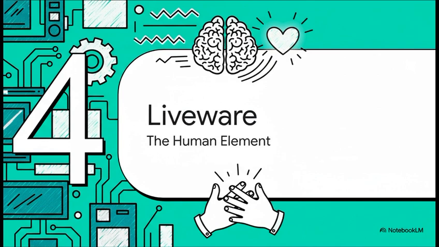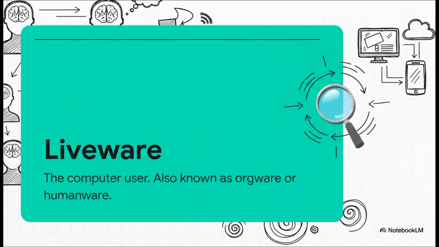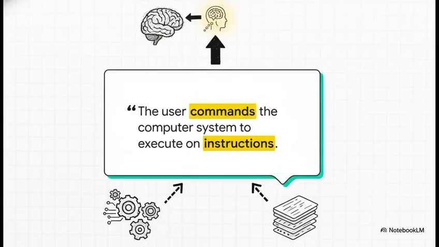Okay, so we've got the hardware body and the software mind. But there's one final, absolutely essential piece of the puzzle that makes the whole system actually work. It's called liveware, or sometimes you'll hear it called humanware. And in the simplest terms, it's you, the user. The person interacting with the technology is what gives the entire system its purpose and its direction. And this right here is the key takeaway. The liveware is the ultimate commander of the system.